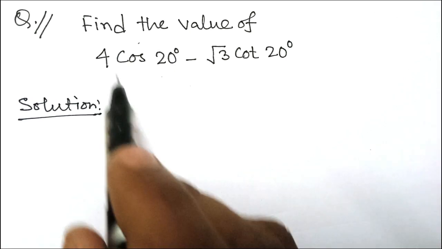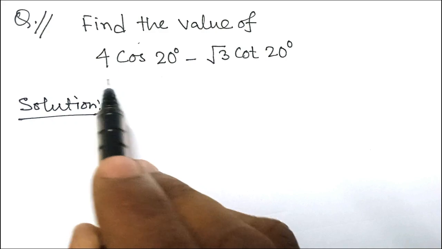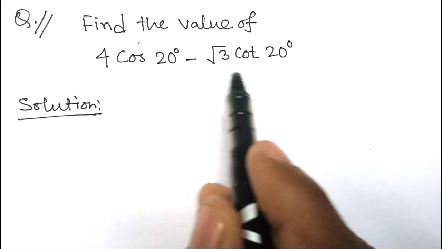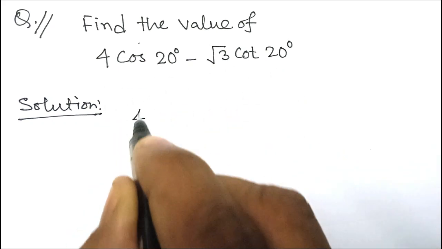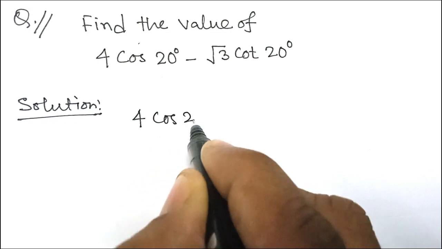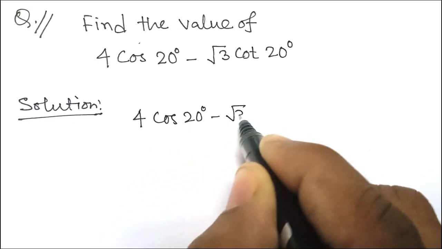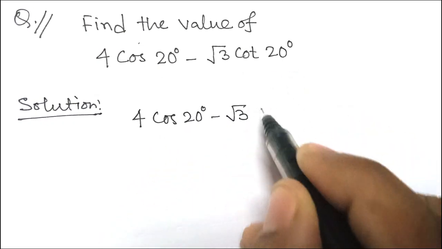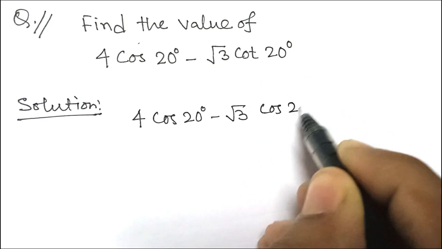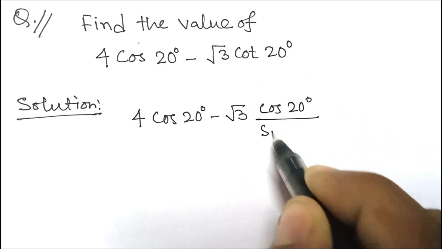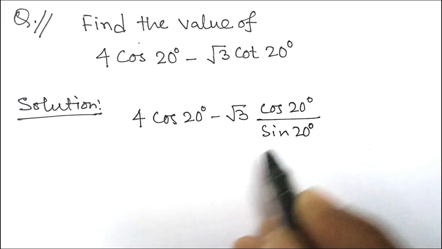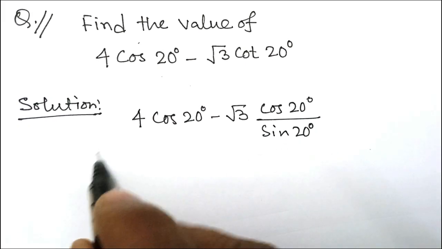Now we have a problem where we have to find the value of 4 cos 20 minus root 3 cot 20. So now we will simplify this, and we will write this cot 20 as cos 20 divided by sin 20, as we know that cot theta is equal to cos theta by sin theta.